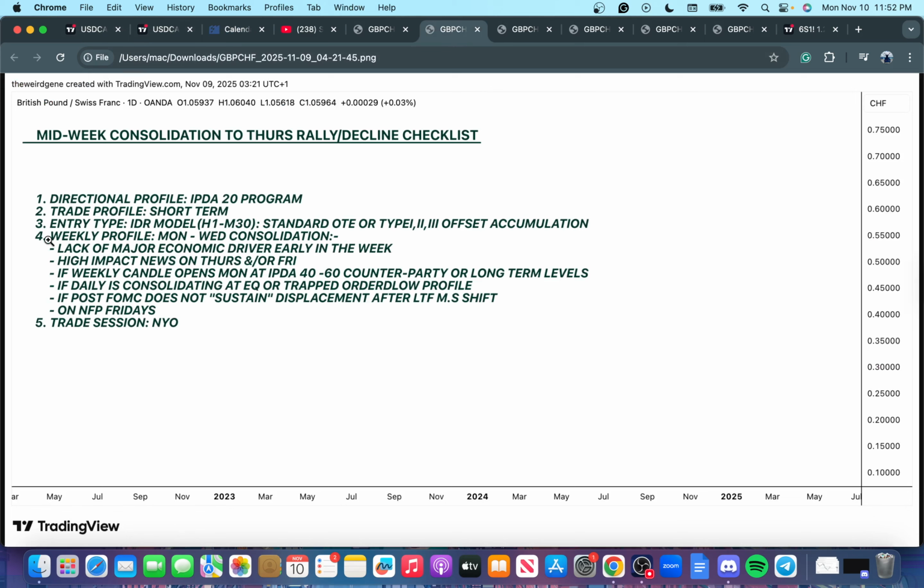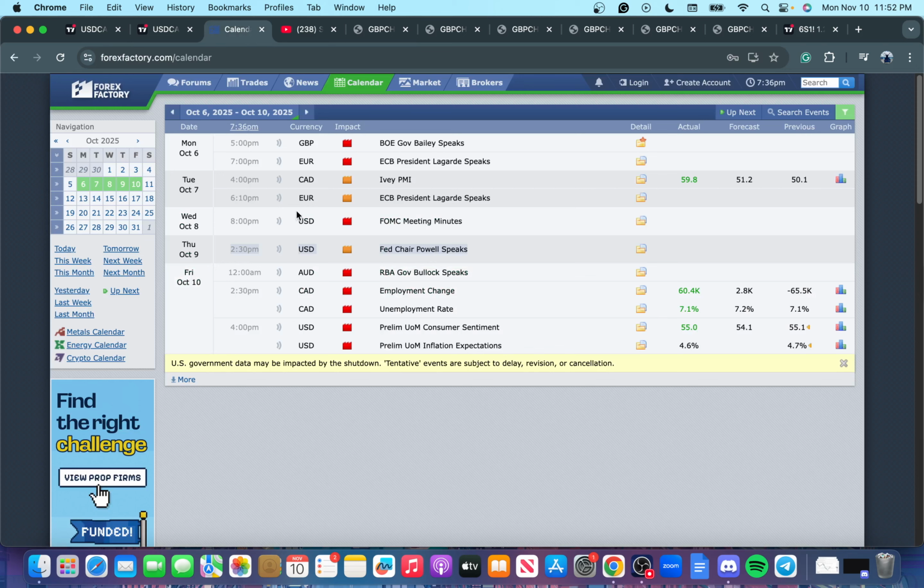You can see here for our weekly profile, we're looking for Monday to Wednesday to consolidate, and we're also looking for a lack of major economic driver early during the week. It helps us see that the model is forming, right? So you can see during the week we don't really have any significant economic releases. So between Monday to Wednesday, there's nothing really that significant until Thursday, right?